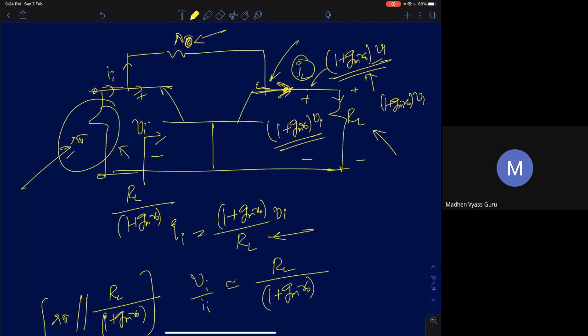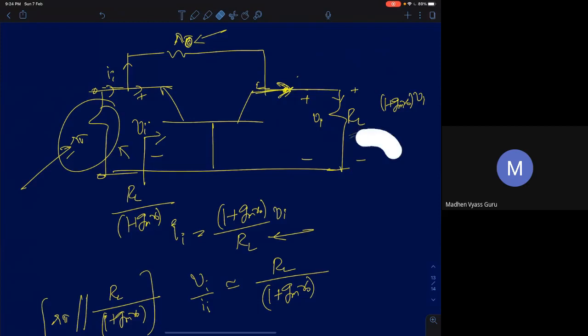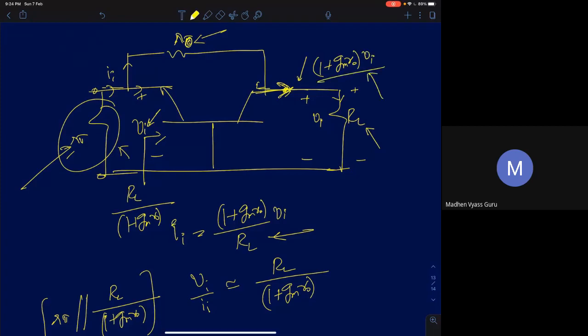If I assume RL to be very large and apply a voltage Vi, then the voltage gain of this common base amplifier will be close to the intrinsic gain itself. What is intrinsic gain? It is the gain of a common base amplifier if RL is infinity. So if I apply a voltage Vi here, the output voltage will be approximately the intrinsic gain times the input voltage, which is 1 plus Gm R naught into Vi. So that's why you get the intrinsic gain there.